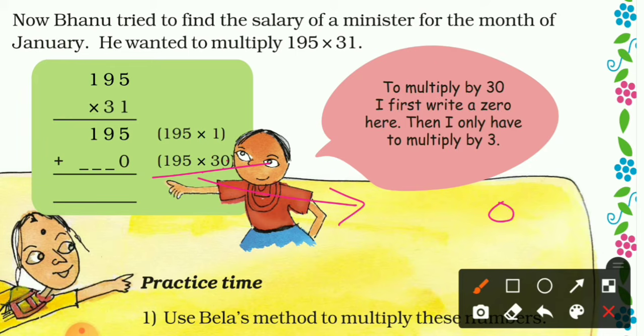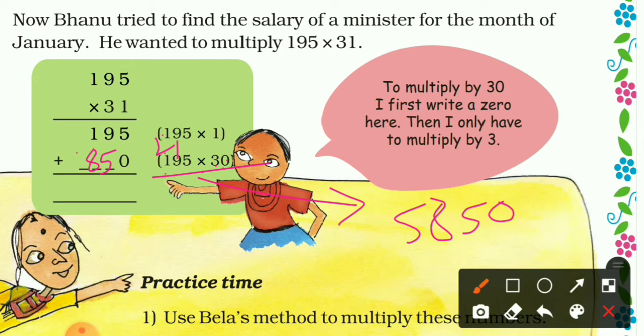Then 3 times 5, it is 15. Write 5, 1 will be carried. Then 3 times 9, 27 plus 1, 28. 2 will be carried. 3 times 1, 3 plus 2, 5. So 5850. So here I will write 5850. 0 is already written here.